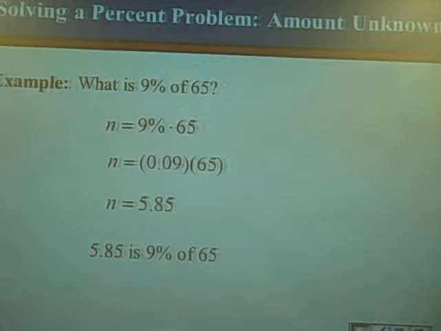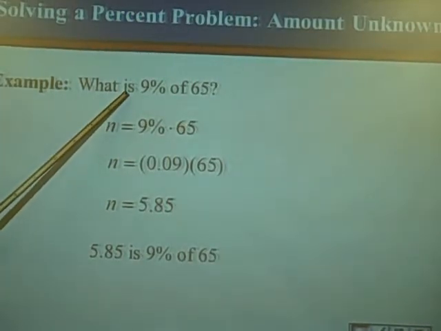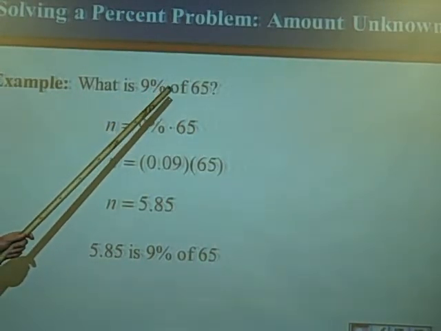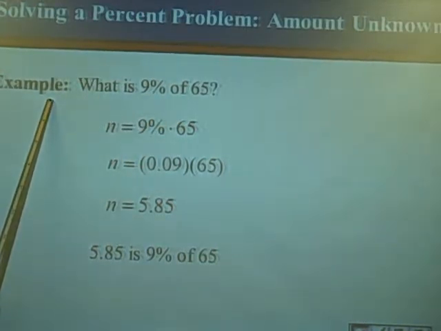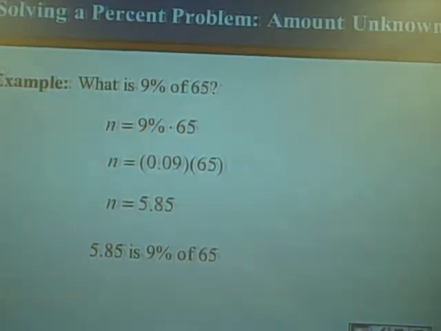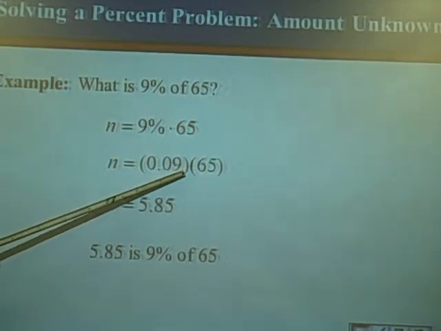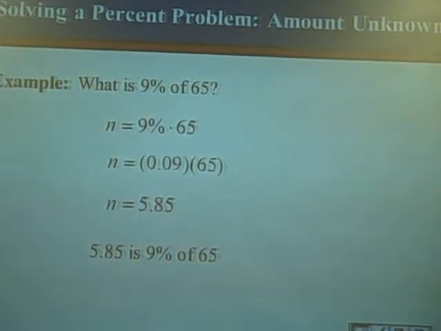Like this one. What are we looking for here? Is equals, right? What do we have? Percent and what else? No, that's the base. We're looking for the amount. So that would be the amount equals 0.09 times the base. Okay?